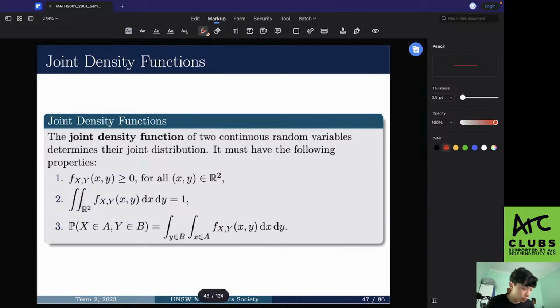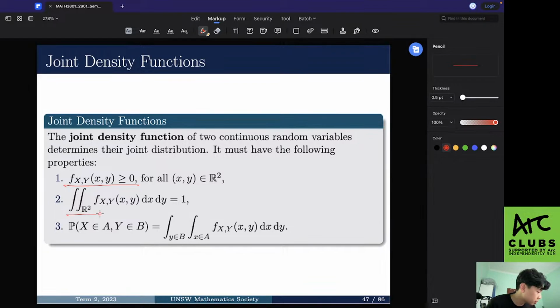So what is a joint density function? It's just a function f that takes in an x and a y from two random variables and outputs a probability. These are pretty similar in terms of properties to what we had in one dimension. The first property is that every single probability is non-negative. And of course we know that's true with all probabilities, so that's not too different.